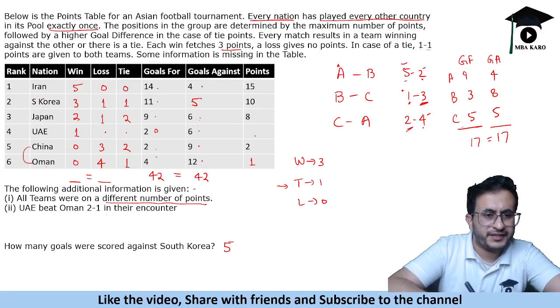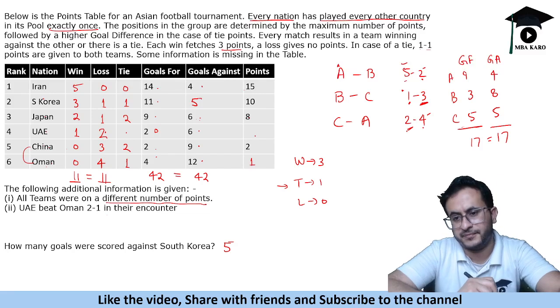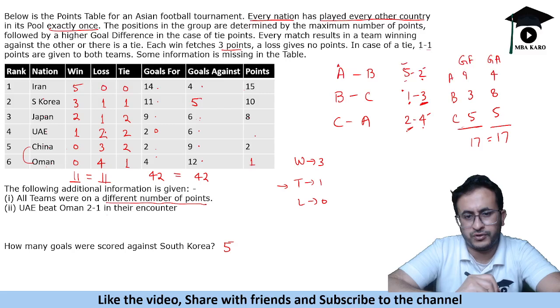So we have 8, 10, 11 wins. So there will be 11 losses also. So if you have to make 11 losses, this is 4 and 4 plus 7, 2 plus 7 is 9, and we need to have 2 here to make it 11. Okay. So now we will have 2 tie matches also.